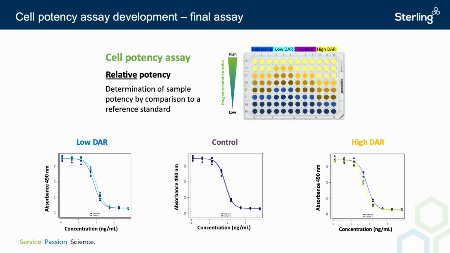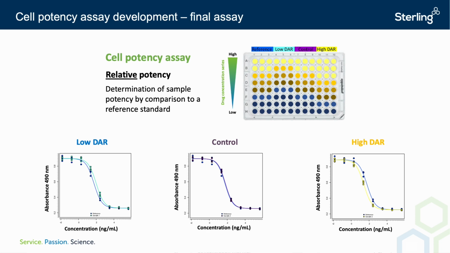We also have a low DAR sample in light blue on the left and a high DAR sample in yellow on the right. The low DAR sample has a low ratio of drug to antibody and therefore a reduced relative potency. This can be seen here with the low DAR potency curve shifted to the right compared to control. The high DAR sample has a high ratio of drug to antibody and therefore an increased relative potency. This can be seen with the high DAR potency curve shifted to the left compared to control. These data were collected using the final optimized assay setup.